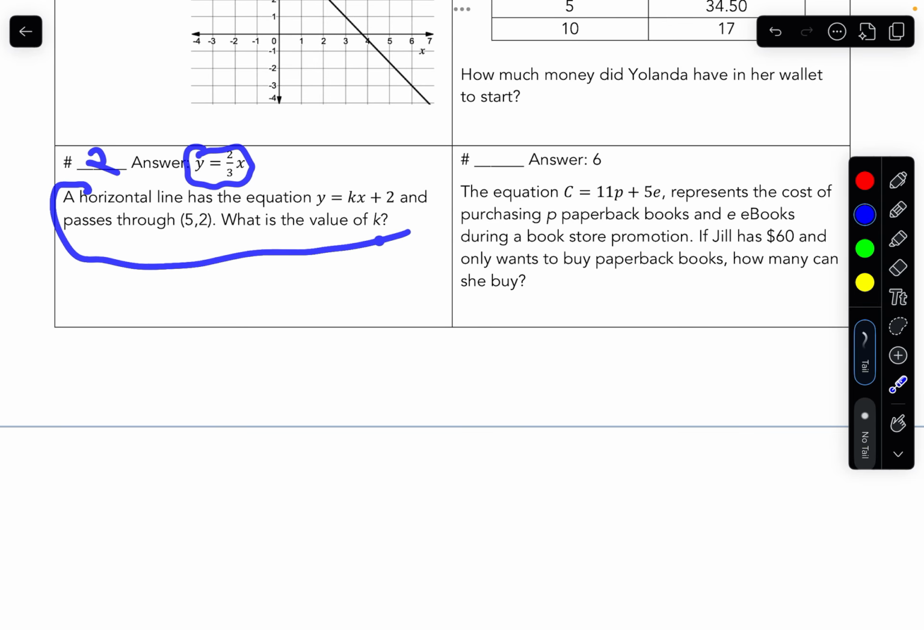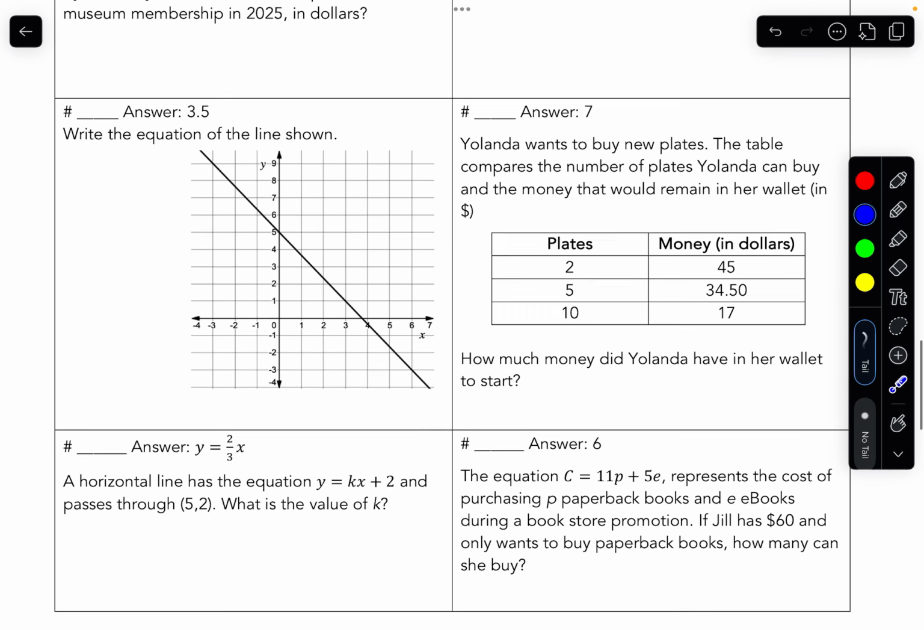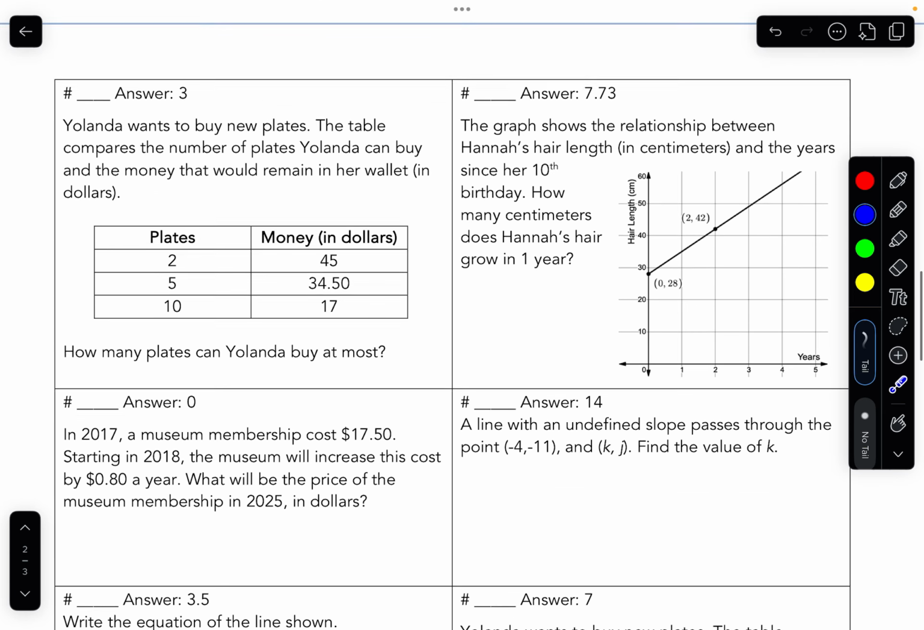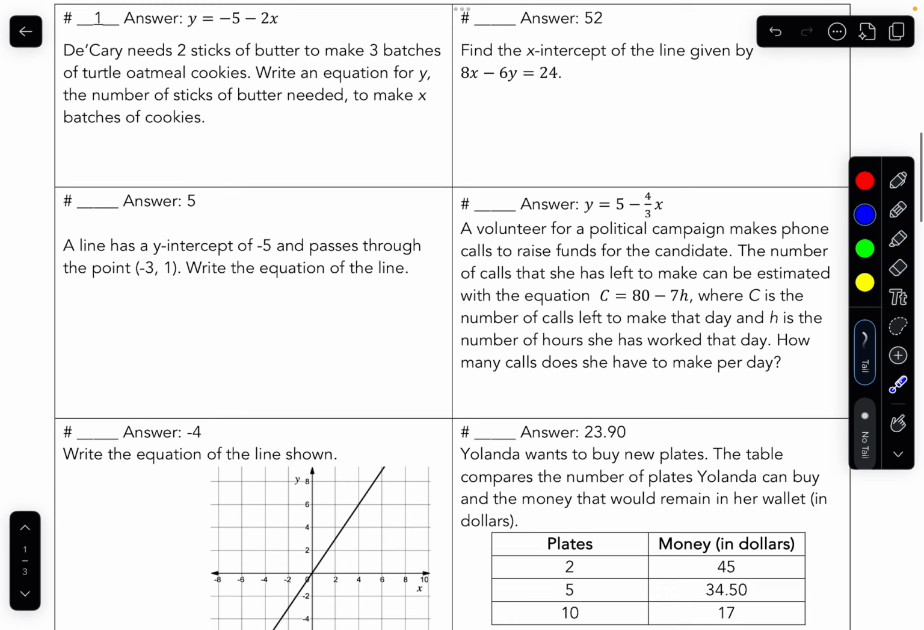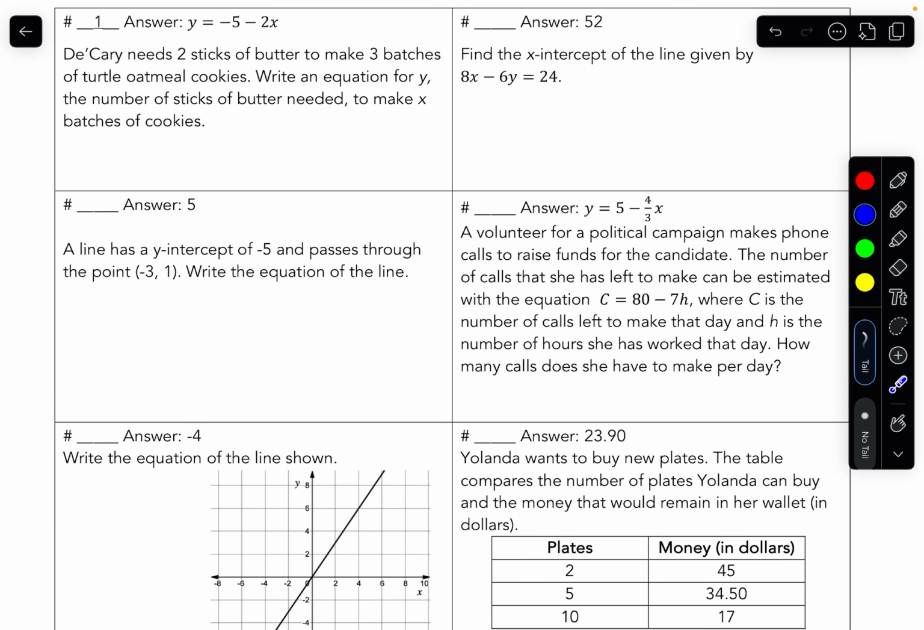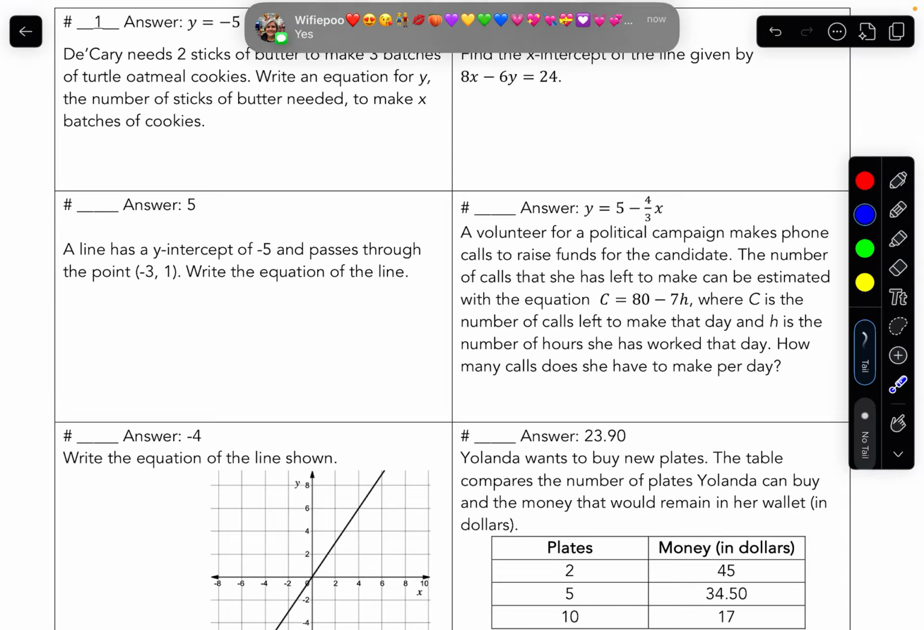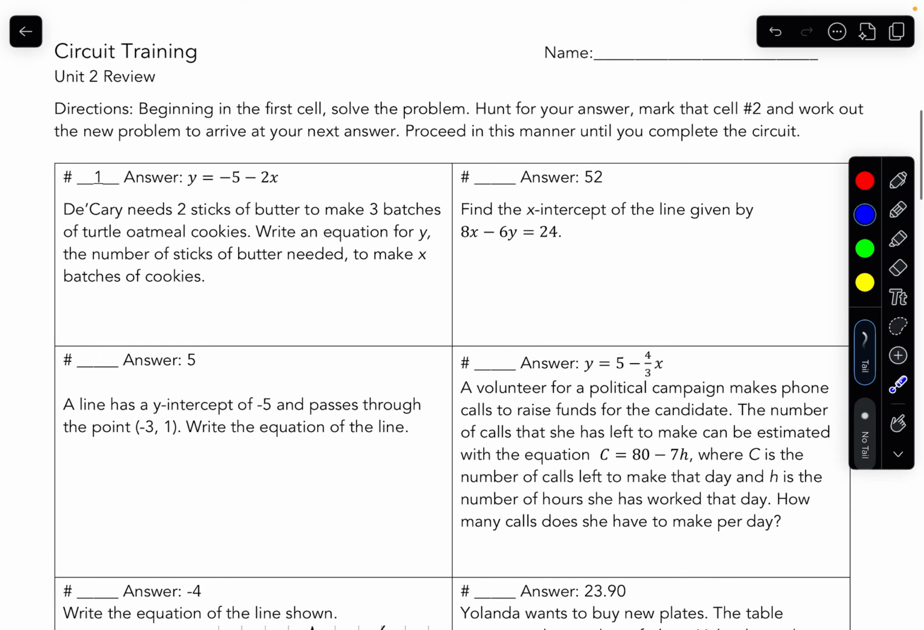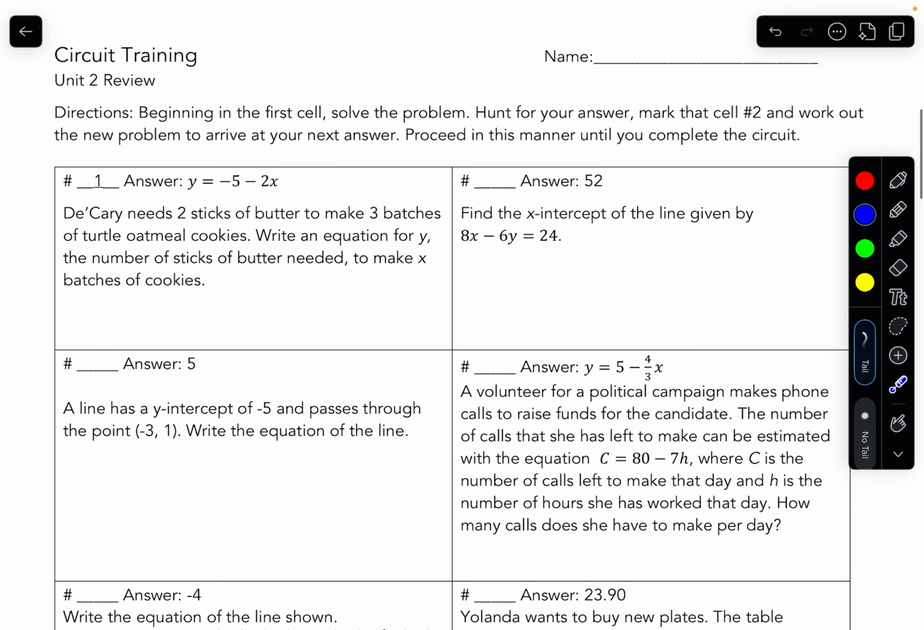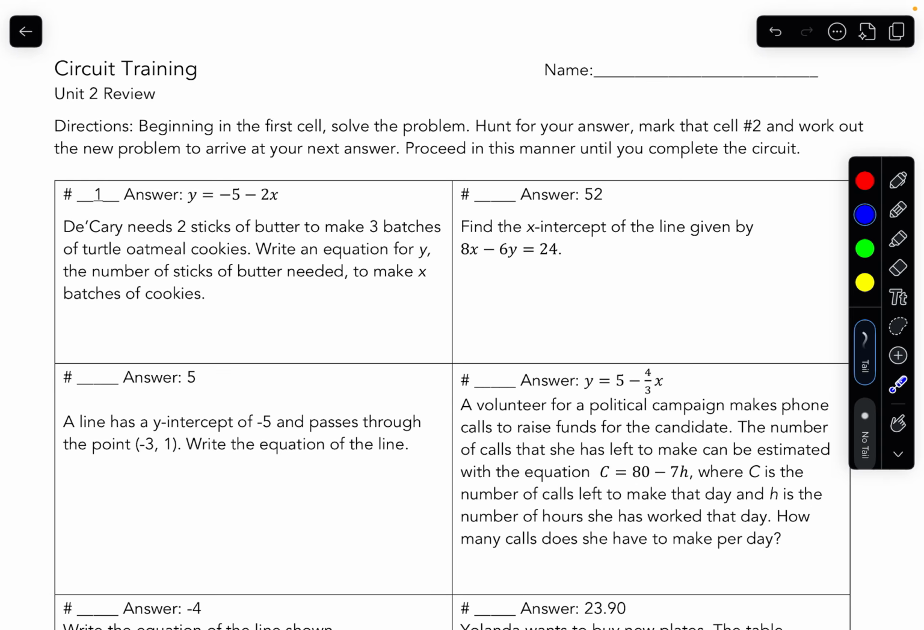Then we solve this problem, get the answer, the value of k, and we scroll back up and look for that number value, label that 3, and do that problem, following the same methodology for the rest of the problems here. By the time we get done, the penultimate problem, the next to last problem, the answer should be -5 minus 2x, which leads us right back to here. And we completed the circuit.